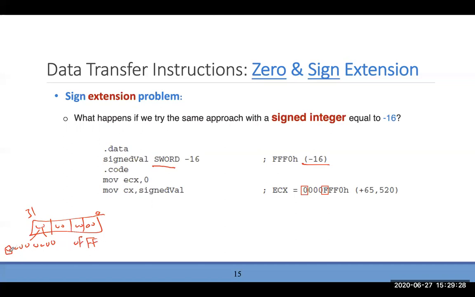F0, so the most significant bit says 0. So this number is no longer negative 16. This number is 65,520. You see what I'm talking about? So this solution is not going to work, but I just want to show you that the extension is important. So we want to extend the sign in the right way. When it's unsigned, we don't care about the most significant bit because that means nothing in terms of the magnitude of the value. But when the number is signed, it's going to be an issue.